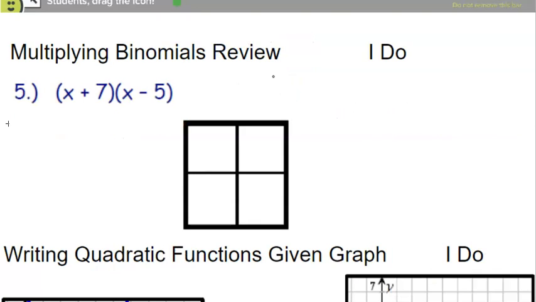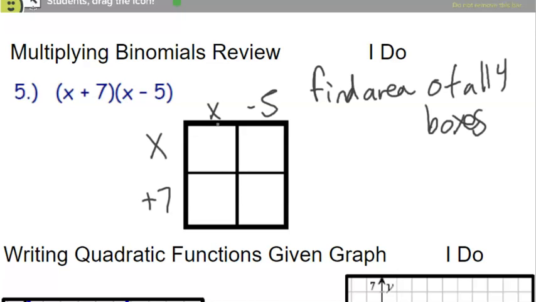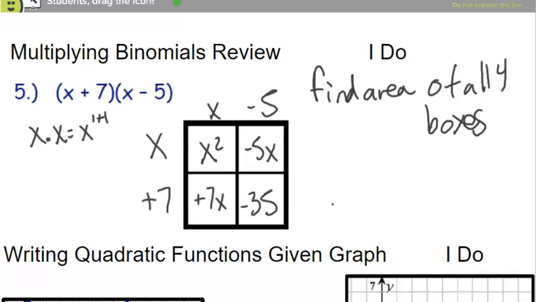Multiply binomials review. Okay, so you have x plus 7 and x minus 5. We will write those out on the box here. So we have x plus 7 and x minus 5. We're going to find the area of all four boxes. So x times x is x squared. X times -5 is -5x. X times 7 is a plus 7x. And then 7 times -5 is a -35.